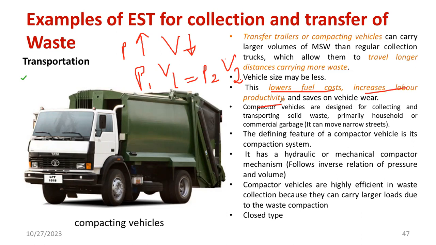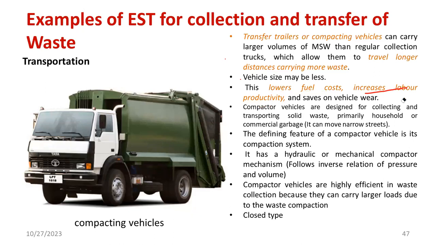But if I talk about the cost of the vehicle, that is almost double that of a non-compactor vehicle. And it is suitable for very long distances. We can take a lot of waste from one point to another because maximum area can be occupied. So this type of vehicle is generally called a compacting vehicle, which is used for transportation.